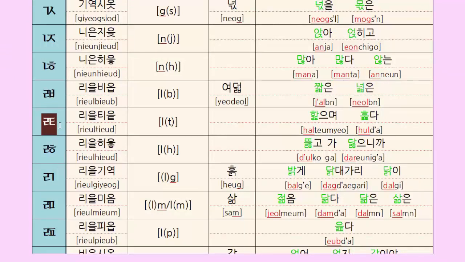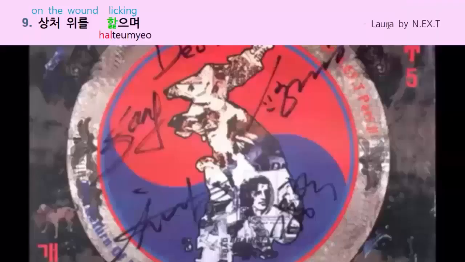Look at the next one. 리을 티읕, 리을 티읕. Look at the examples. This one is pronounced as 할 in isolation, but it is followed by a vowel of the next letter. So linking or liaison occurs, and 티읕 moves to the next letter. So 으 becomes 트. So this is pronounced like 할트며, 할트며.